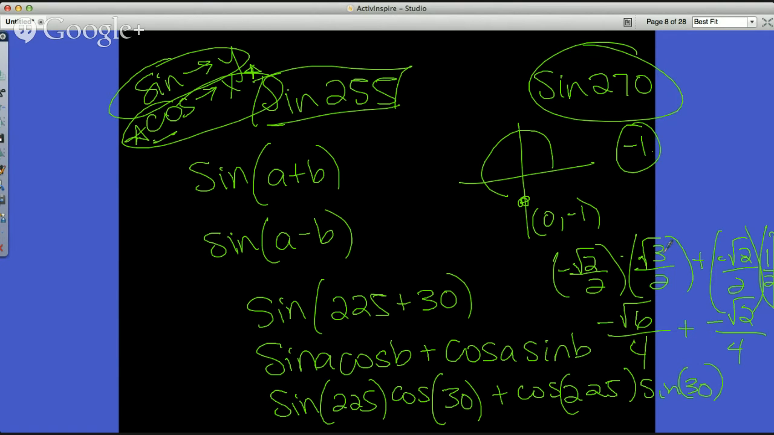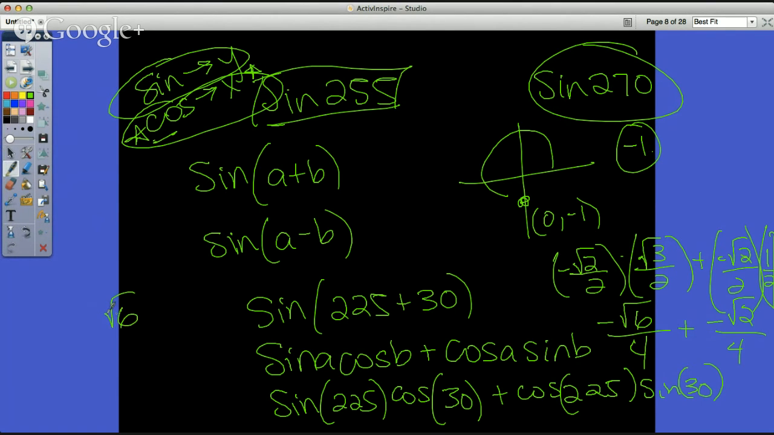Wait, how do you want it? Final answer? Yeah, final answer would be, so I could put it here, negative square root of 6 minus square root of 2 all over 4. That's what you'll see on the test. Since it's a common denominator, you could put it all underneath, all over top of 4 there.